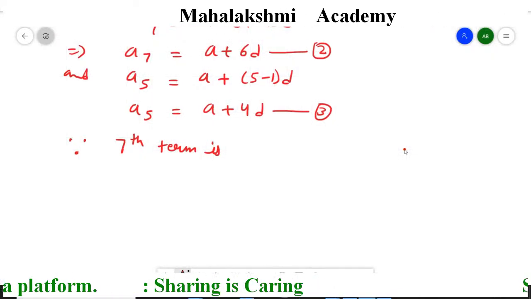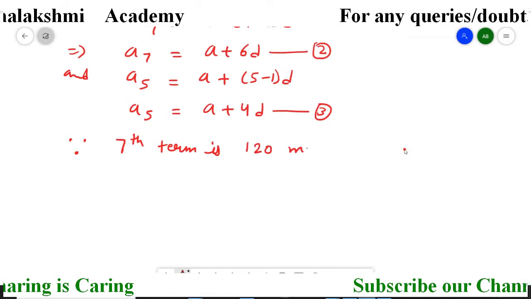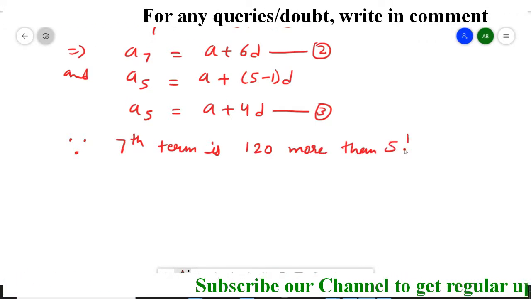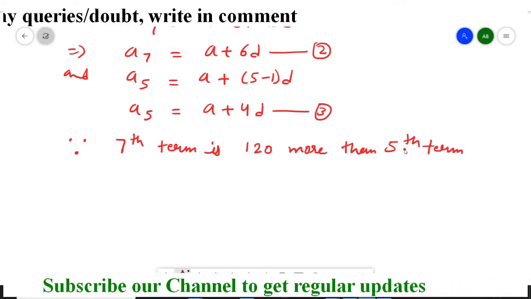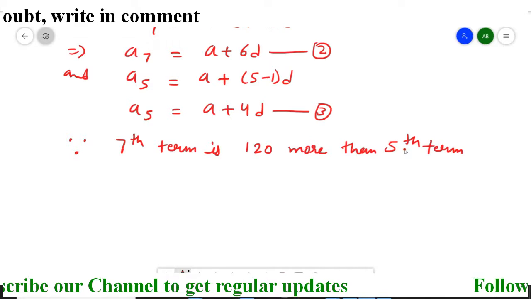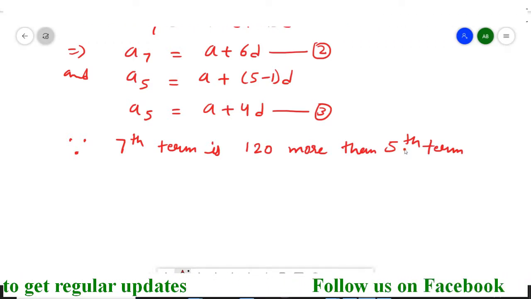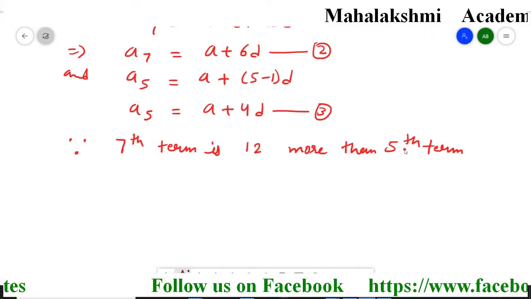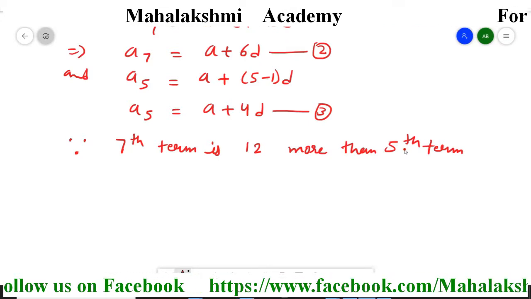Since the 7th term is 120, more than the 5th term, it's only 12 more. I'll erase it. So the 7th term is 12 more than the 5th term.